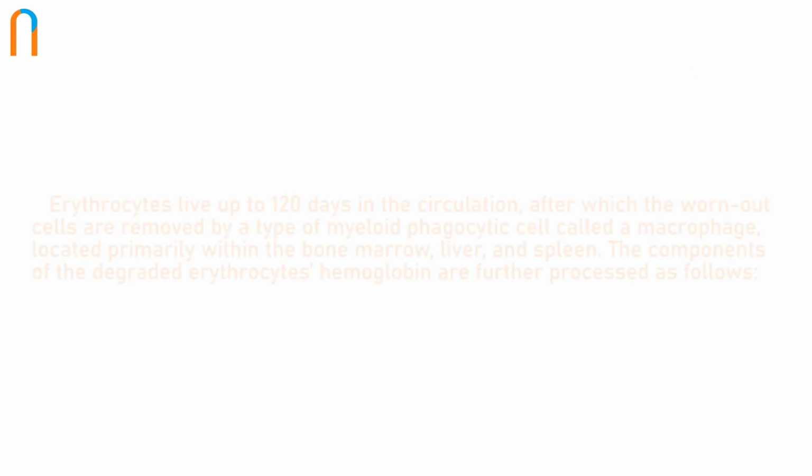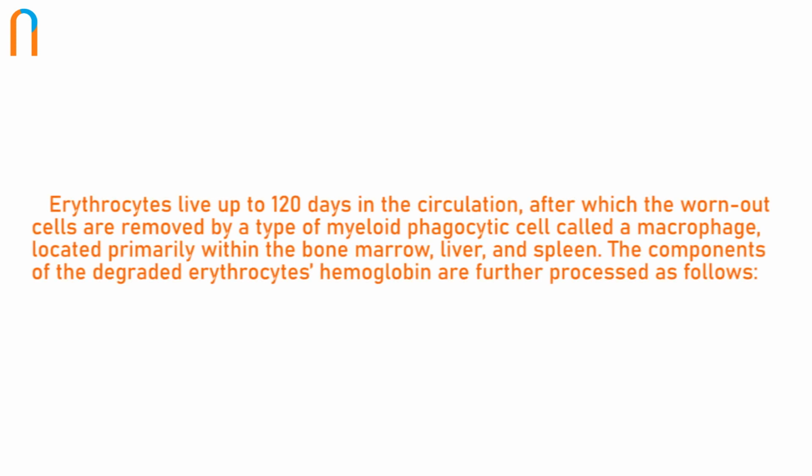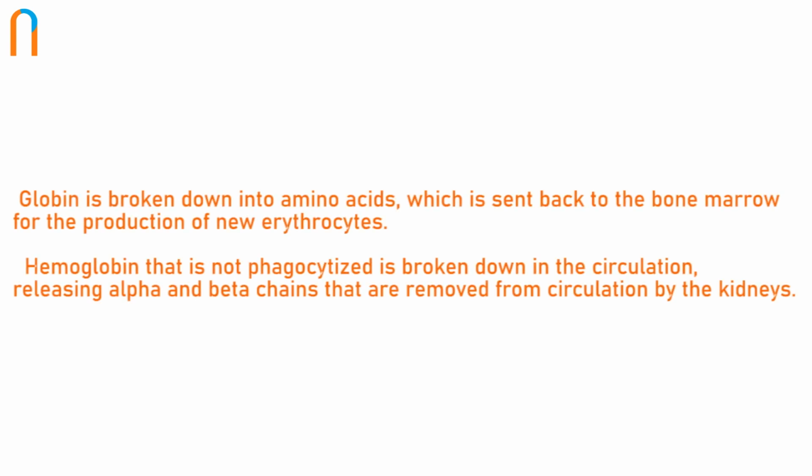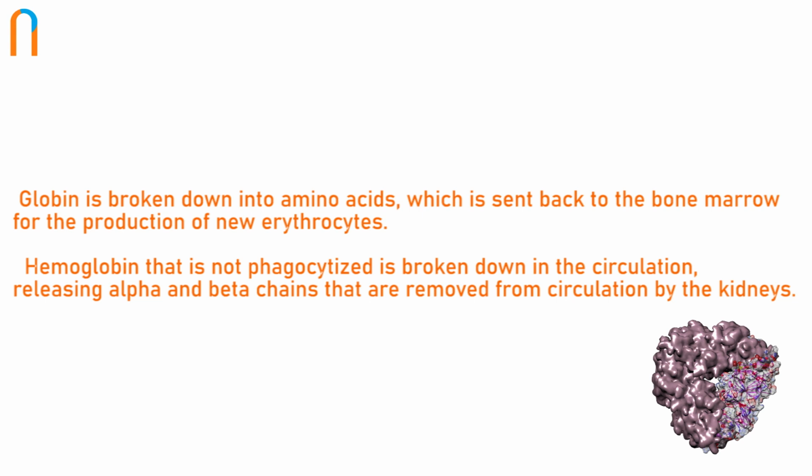Circulation. Erythrocytes live up to 120 days in the circulation, after which the worn-out cells are removed by a type of myeloid phagocytic cell called a macrophage, located primarily within the bone marrow, liver, and spleen. The components of degraded erythrocytes, hemoglobin, are further processed as follows. Globin, the protein portion of hemoglobin, is broken down into amino acids, which can be sent back to the bone marrow to be used in the production of new erythrocytes.